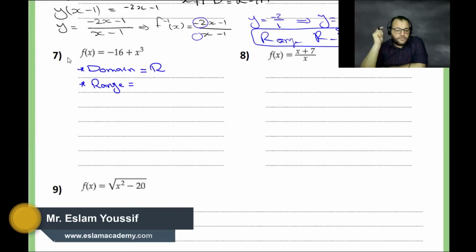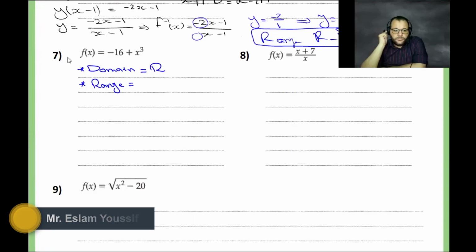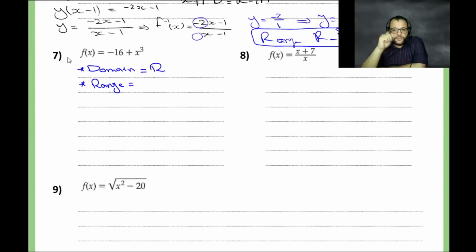Because there's a value for every x. How do we know that? Because this function is a polynomial function. It's not a fraction or a square root. The domain for any polynomial function is R. That is the reason, that is the exact answer for this one.